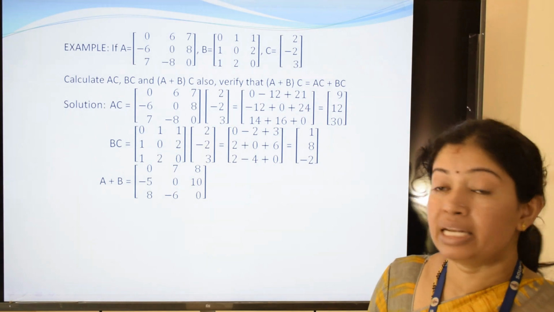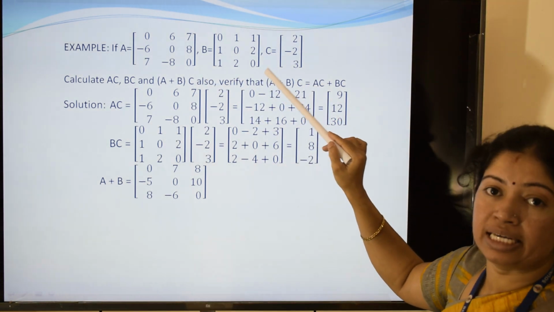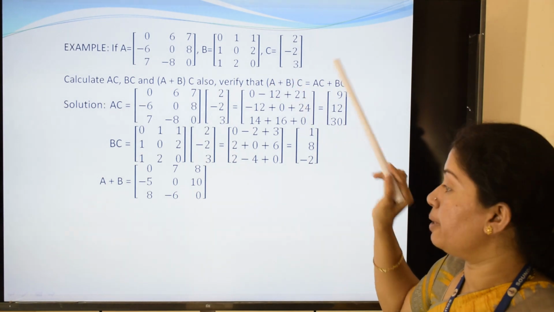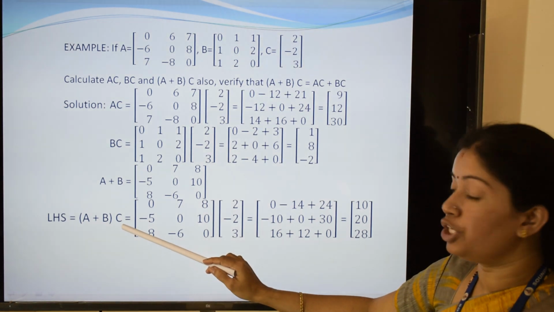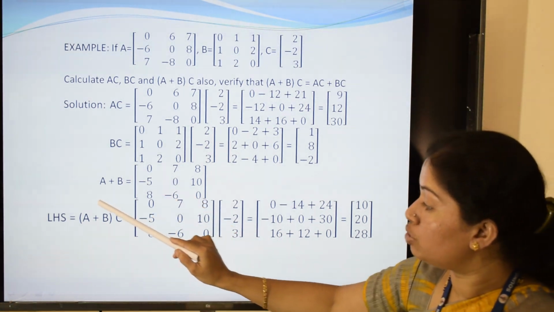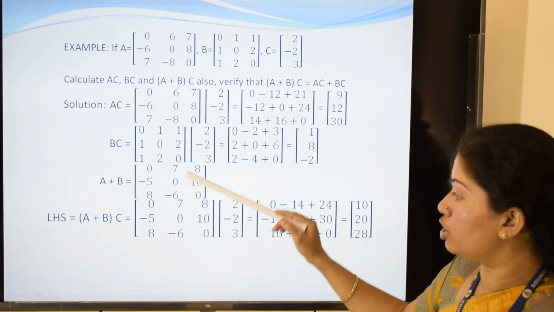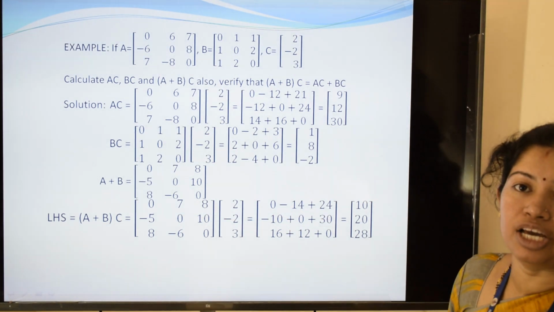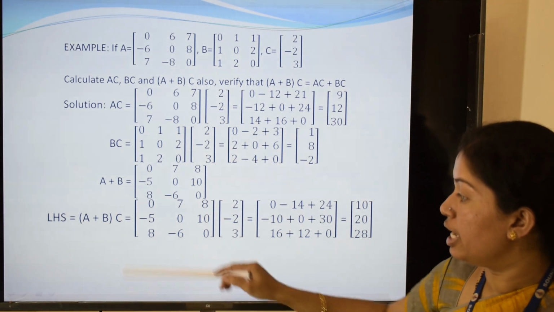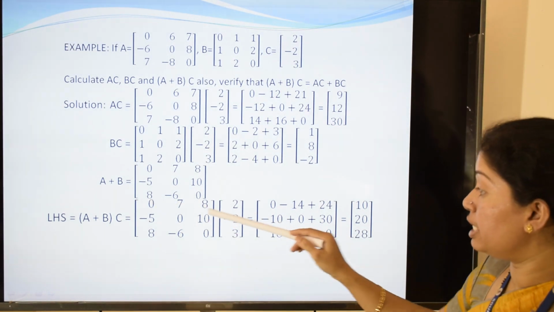Now the fourth one, we have to consider the left hand side of the question, that is A plus B into C. So let us take LHS, which is equal to A plus B into C. So first you have to write this matrix A plus B. A plus B we got here. So write that here, then write matrix C. Now again you do the multiplication. It is the product of A plus B and C. So let us multiply again.